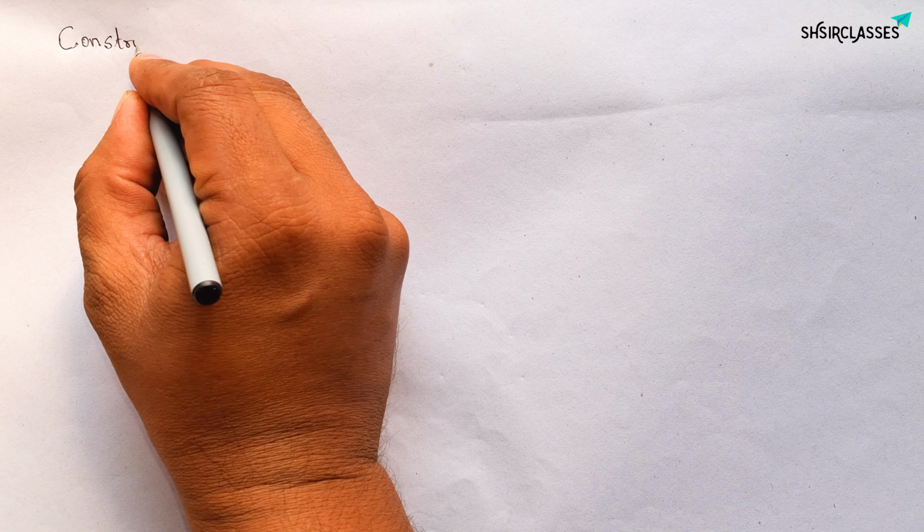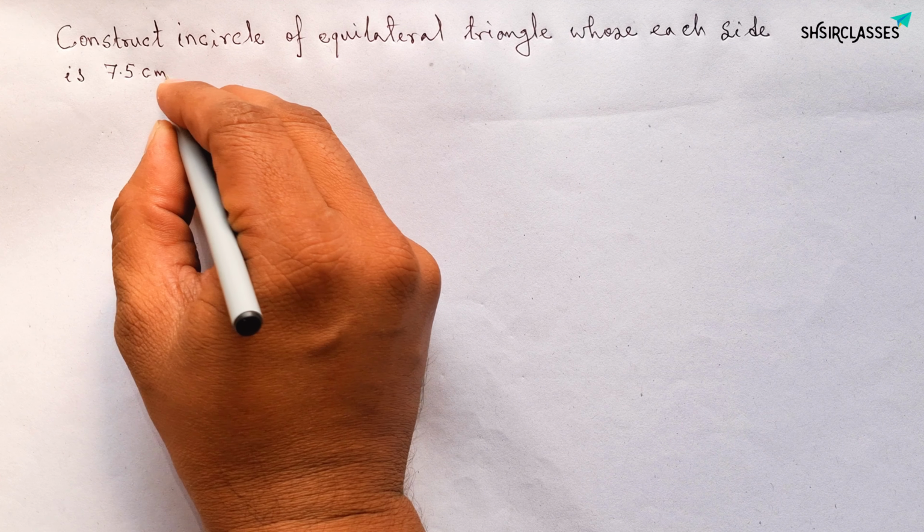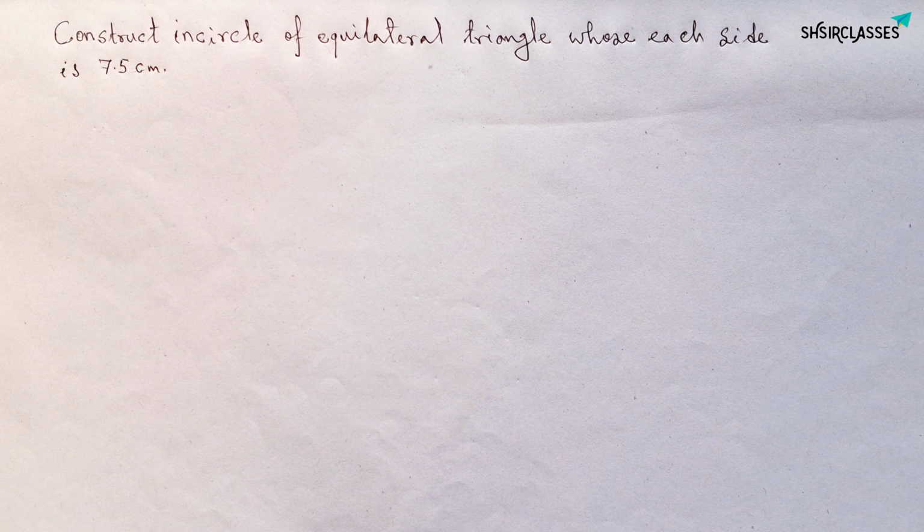In this video, we construct the incircle of an equilateral triangle whose length of each side is 7.5 centimeters. So please watch the video till the end.